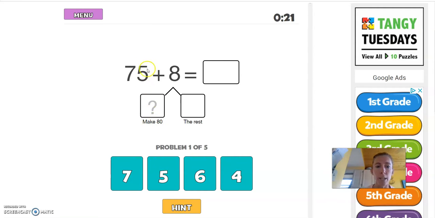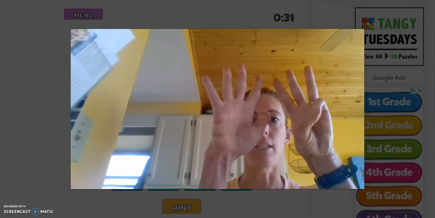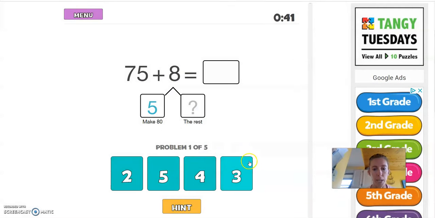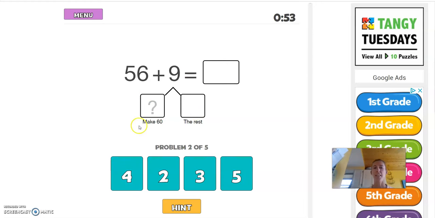So how many more do I need? Well, I can look at this 5 still, and 5 and what make another 10? 5 and 5. But if I take 5 off of 8, so here's my 8, 1, 2, 3, 4, 5, 6, 7, 8, and I take off 5, I still need to go 3, okay? So 3 and 5 make 8, and now it's easier to get my answer because 75 and 5 will give me 80, the next 10 number, and then 80 and 3 is 83. And then to get good at it, you just have to keep practicing.